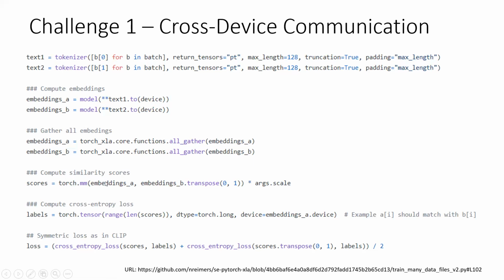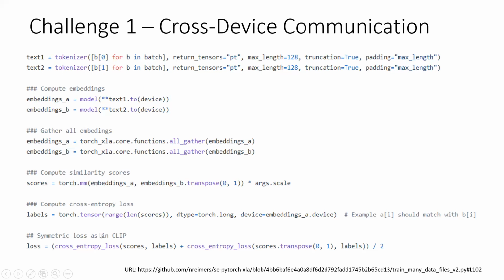Then you compute the similarity scores. Here we compute the dot product, which is the same as cosine similarity because our embeddings are normalized to unit length. You multiply it by some scaling value. The default value is 20. And then you do a cross-entropy loss.